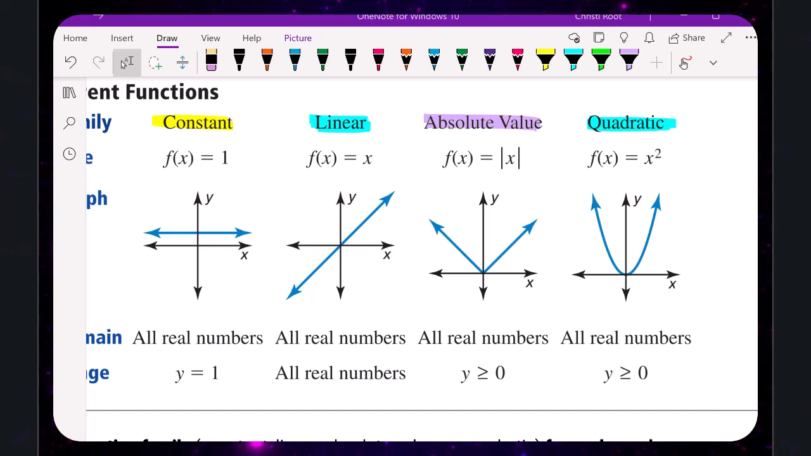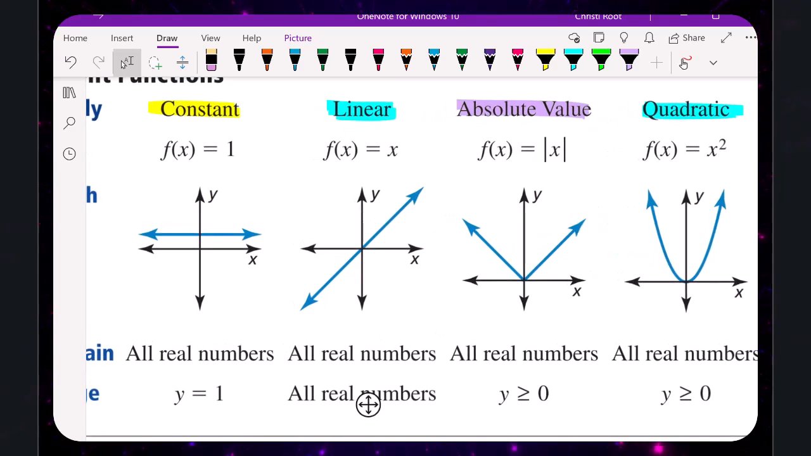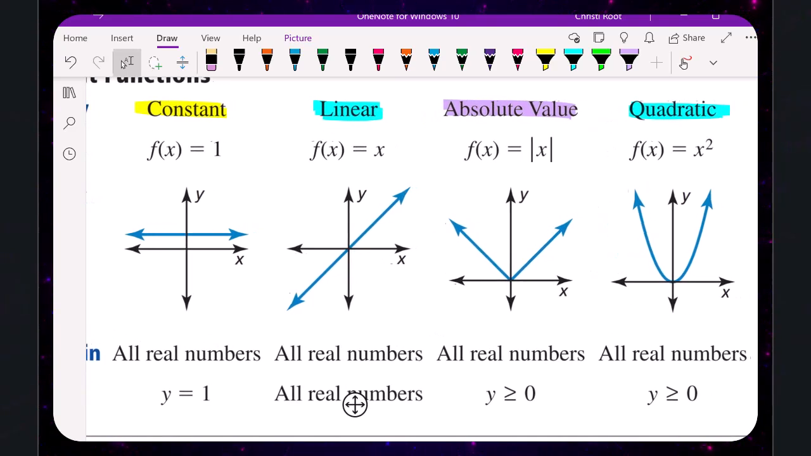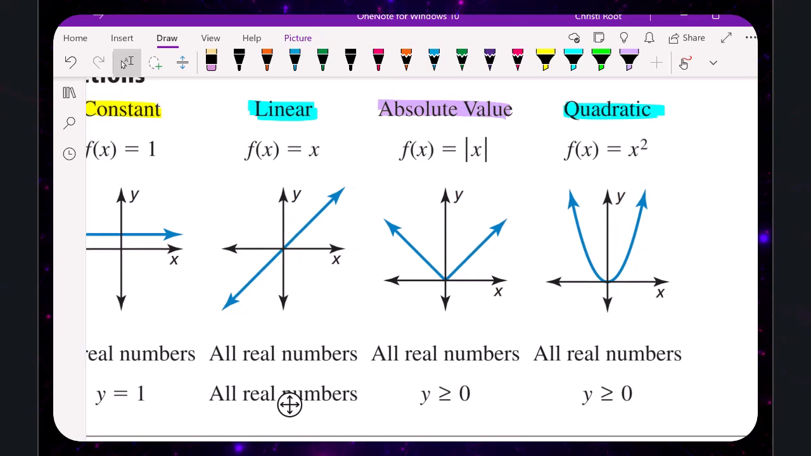So let's talk more specifically about the function. So I think I mentioned before the constant is going to be equal to a number. And then linear, on the other hand, is going to be equal to x. And it could be equal to 2x. It could be plus 3, whatever. But it's going to have x, and it's more specifically x to the power of 1. If you look at your absolute value, that one is going to have those bars around the x. So the absolute value bars, it's going to look like a V when you graph it. And then quadratic, of course, is squared.